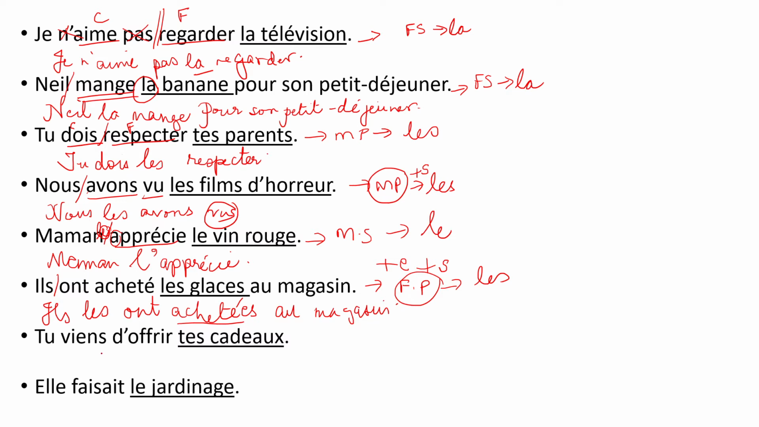Then, tu viens d'offrir tes cadeaux. You have just offered your gifts. So, tes cadeaux here becomes the direct object, which is masculine plural. So you have to replace it with les. Now, where do you place the les? Viens is conjugated, offrir is full. Forget about the de. Offrir is full. So you have to place it immediately before the full verb. So it becomes tu viens de les offrir. You have just offered them.